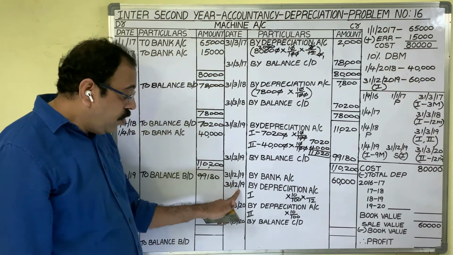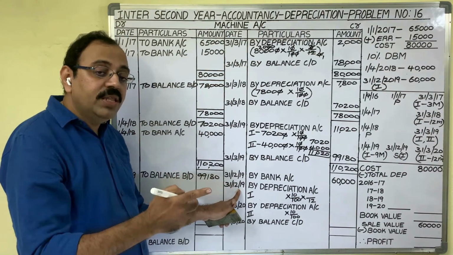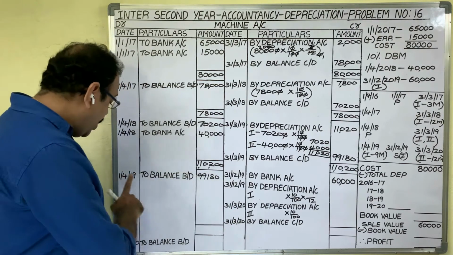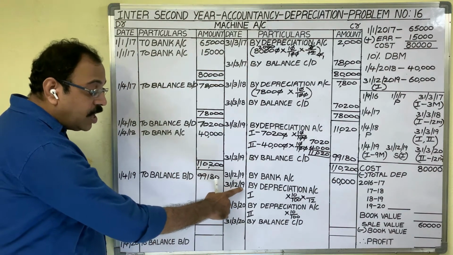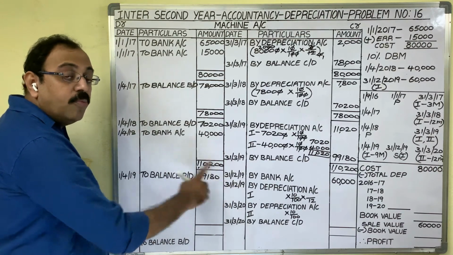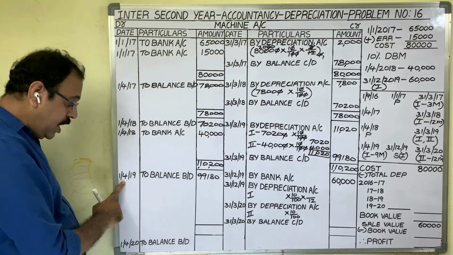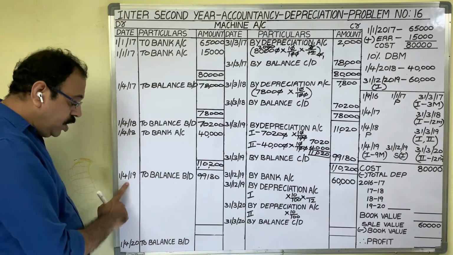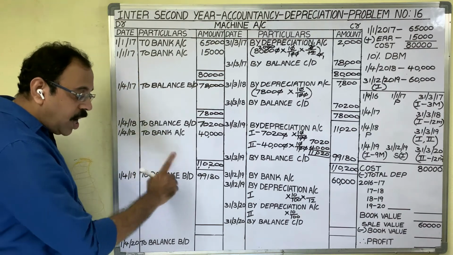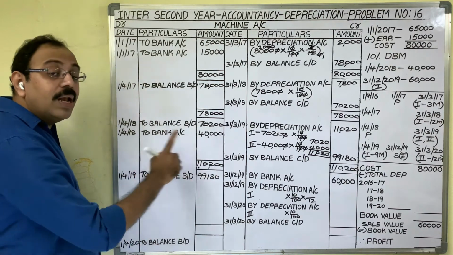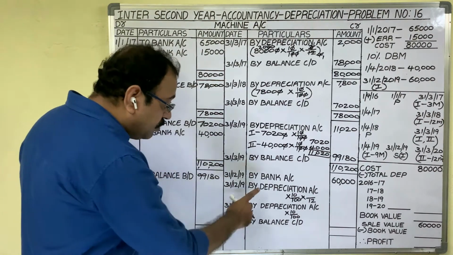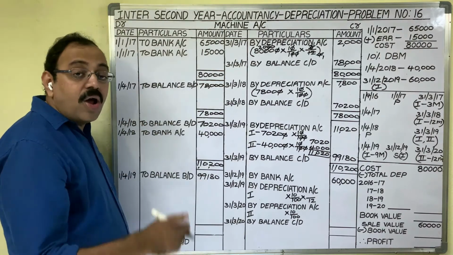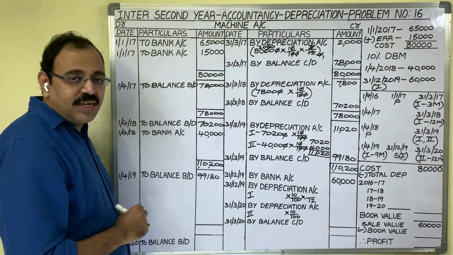So in fourth year, from when to when they use this first asset? From 1st April 19 to sale date 31st March 19 they used. How many months they used? April, May, June, July, August, September, October, November, December. Total 9 months they used. Therefore, provide the depreciation for 9 months on opening balance of first asset.